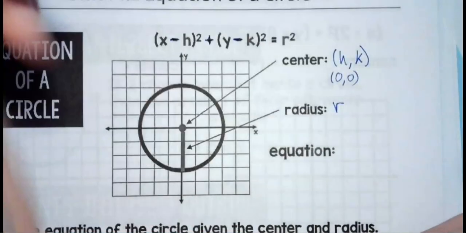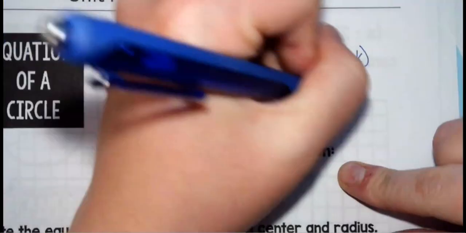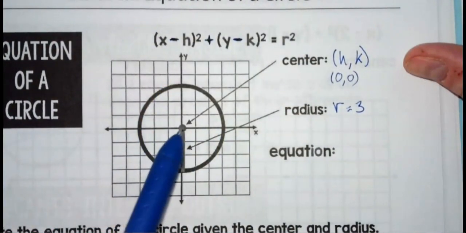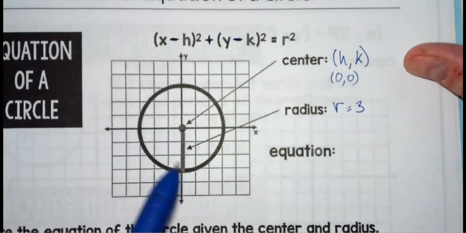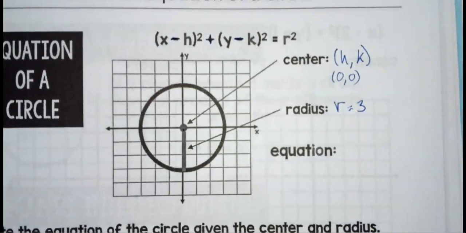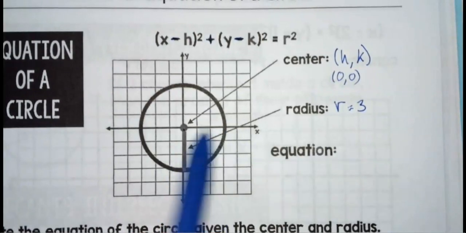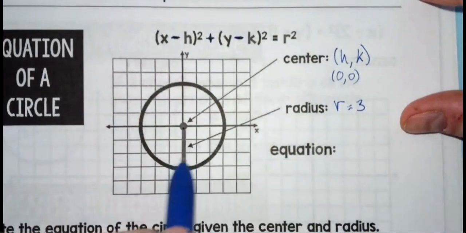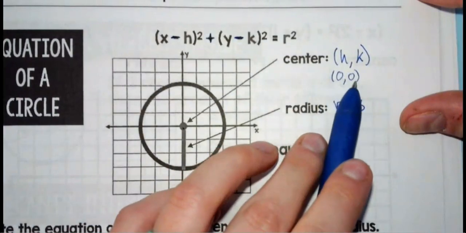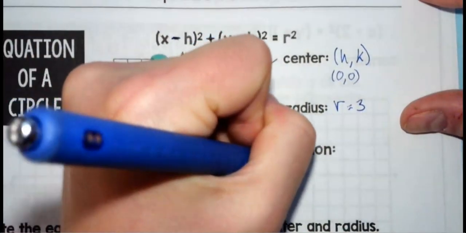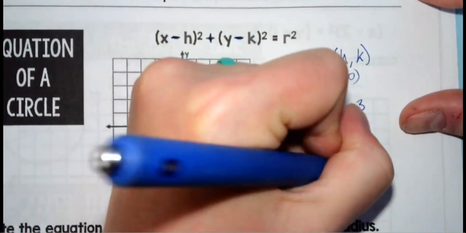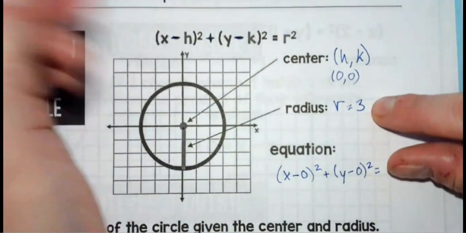So for this circle right here, the center is at 0, 0. The radius is 3. How do I figure out the radius? You start from the center and you count to the right, up, left, or down, and it's all going to be the same. So it's how many spaces away? 1, 2, 3 spaces away. And then the equation is you just plug these numbers in. So my h is 0, my k is 0. They won't all look like this, but x minus 0 squared plus y minus 0 squared equals 3 squared, which is 9.